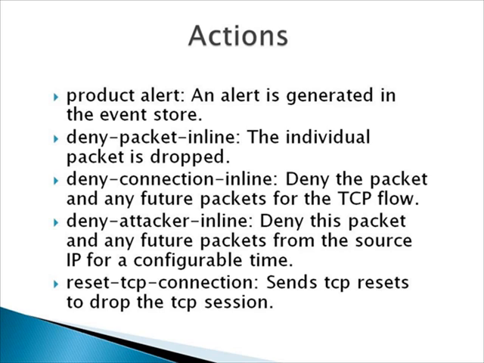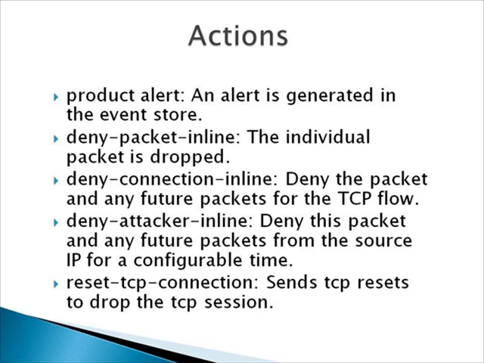Deny packet inline just takes that packet, whatever it is, and drops it. So that's the least intrusive of the intrusive event actions. Just drops that single packet. You can also deny the connection inline, and like it says, that denies the packet and any future packets for the TCP flow. And by flow, we mean source IP address, destination IP address, source port, and destination port. So anything else that comes in on that TCP flow is going to be denied.